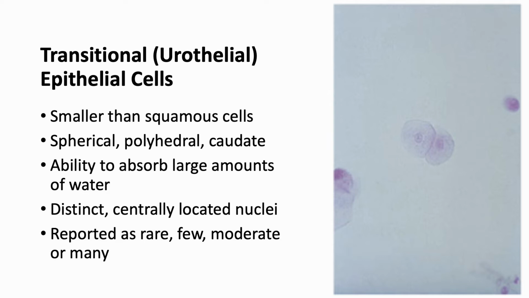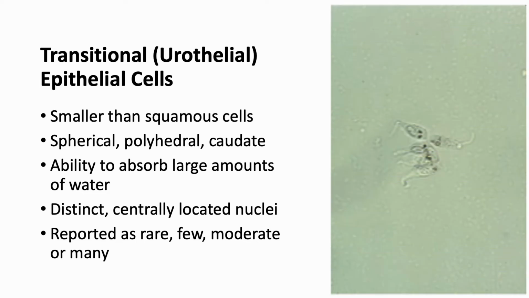So transitional urothelial epithelial cells appear smaller than the squamous cells. They can exhibit as spherical or polyhedral in shape. They have distinct centrally located nuclei, and these are reported semi-quantitatively using the terms rare, few, moderate, or many. So the transitional urothelial epithelial cells have the ability to absorb large amounts of water. So the urothelial epithelial cells also have the caudate forms as shown in this picture.